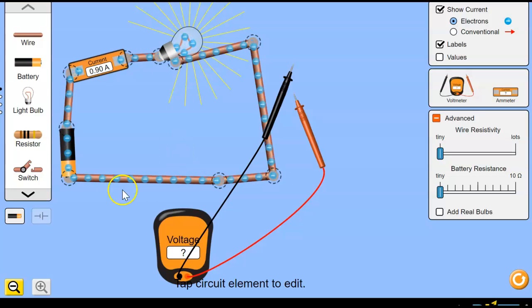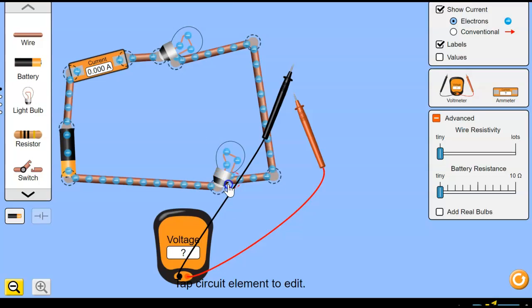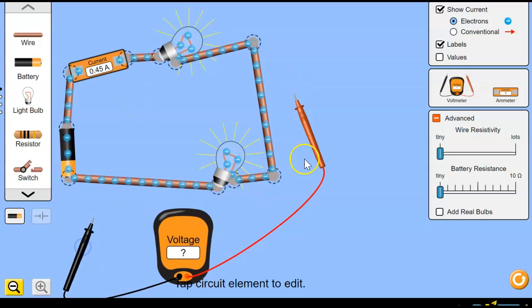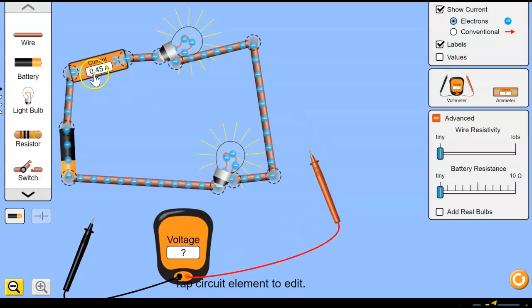Now, what do you think will happen if we add another light bulb in? Well, let's find out. So let's cut this wire right here, and we're going to add another light bulb in. And let's check to see what happens to all of our numbers. Well, right away you can see that the current is now 0.45 amps. By adding another light bulb, we've slowed down the number of electrons that can pass through every second.